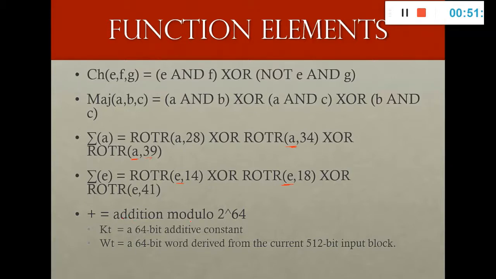Plus is the addition modulo 2 to the power of 64. And the constant is the 64-bit additive constant, from round 0 to 79, or 80 rounds. And the word is a 64-bit word derived from the current 512-bit input block.